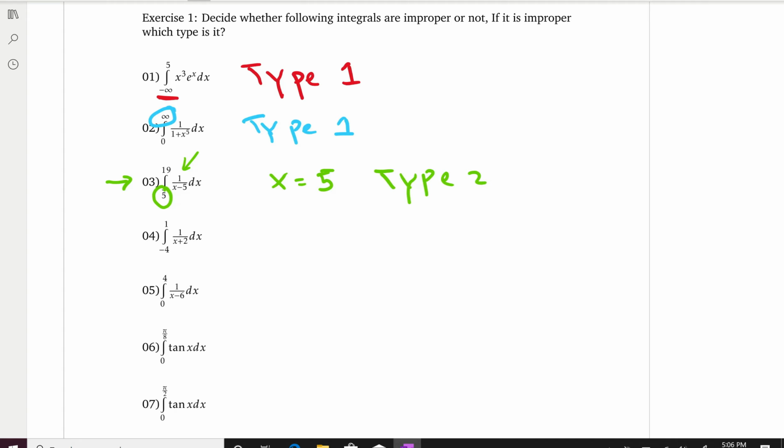Now let's look at the fourth integral. Again, we don't see infinity in one of the limits, so certainly not type 1. 1 over x plus 2 is bad when x is equal to negative 2. There's an infinite discontinuity. Is negative 2 in the limits? Well, the limits are negative 4 and 1. So negative 2 is not the lower limit or the upper limit. So is this an improper integral? Yes, because negative 2 is not one of the limits, but it is in between negative 4 and 1. That's a problem. If the discontinuous point is in between the limits of the integral, then again this is a type 2 improper integral.